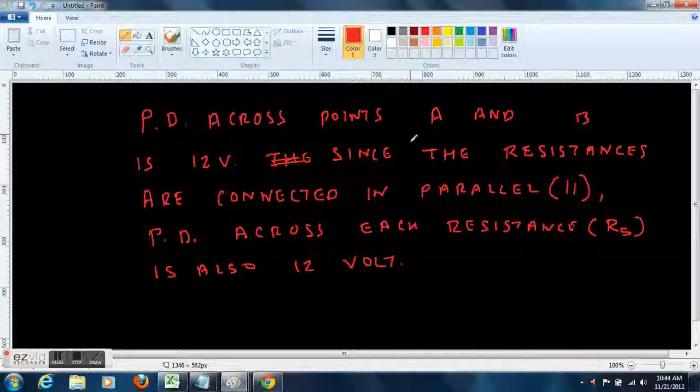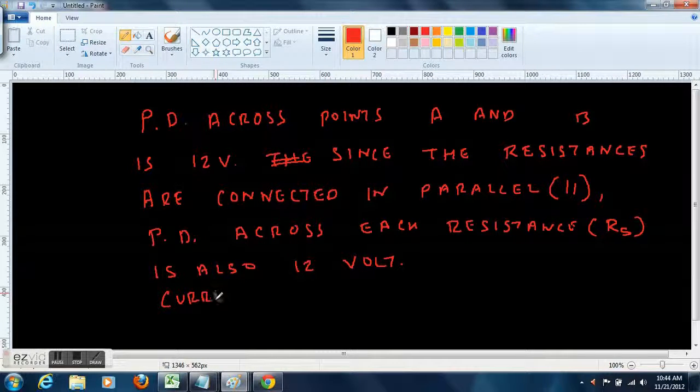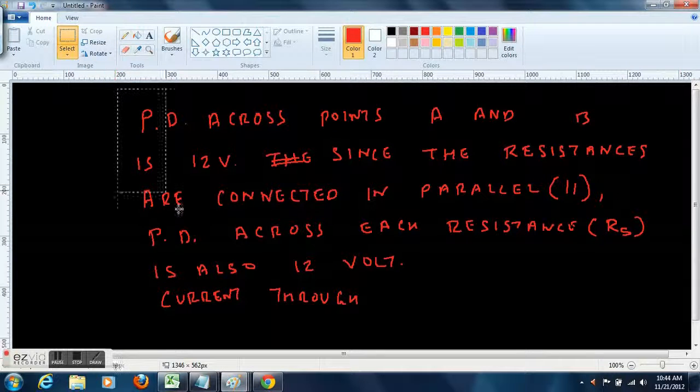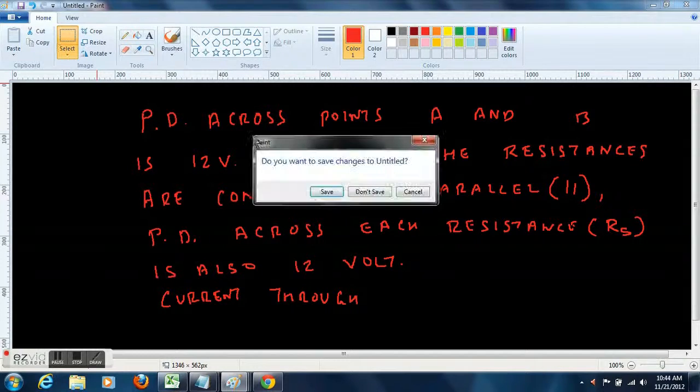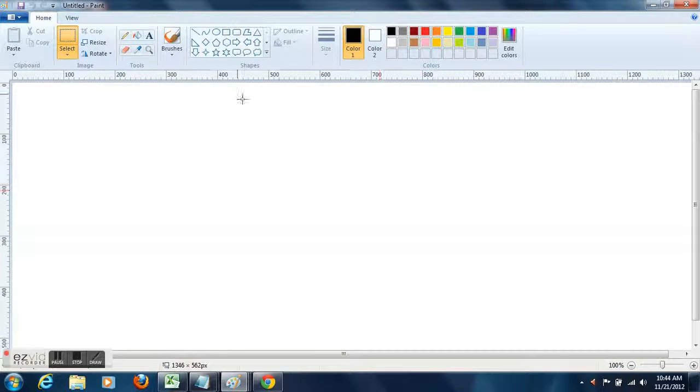Okay, let me pull a new board, that will be easier. I have a little bit of space left here. No, I don't think I can do that. Let me pull a new board, that will be easier.